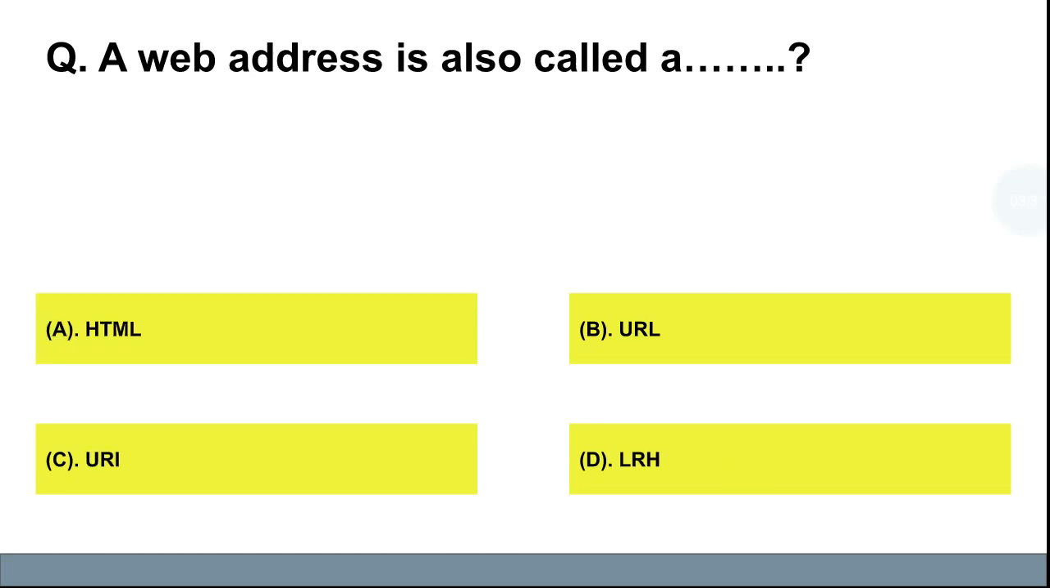Next question: a web address is also called a, option A, HTML, option B, URL, option C, URI, option D, LRH. And the correct answer is option B, that is URL.